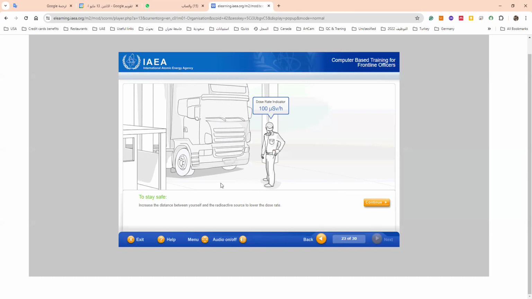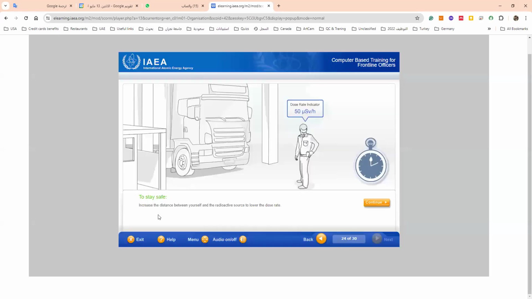Dose rate indicator. To stay safe, increase the distance between yourself and the radioactive source to lower the dose rate.